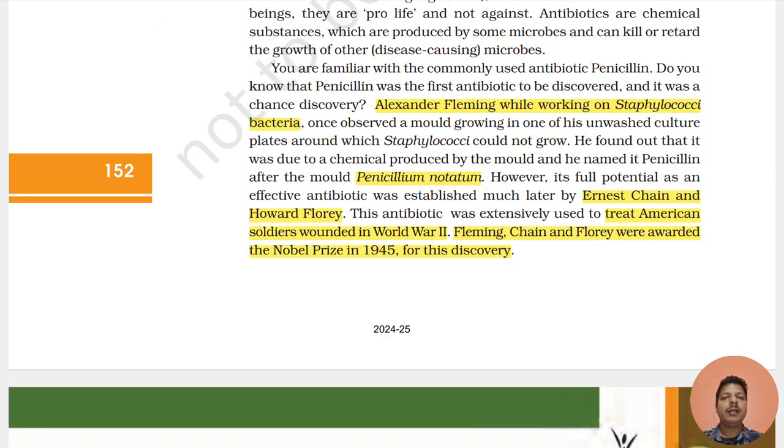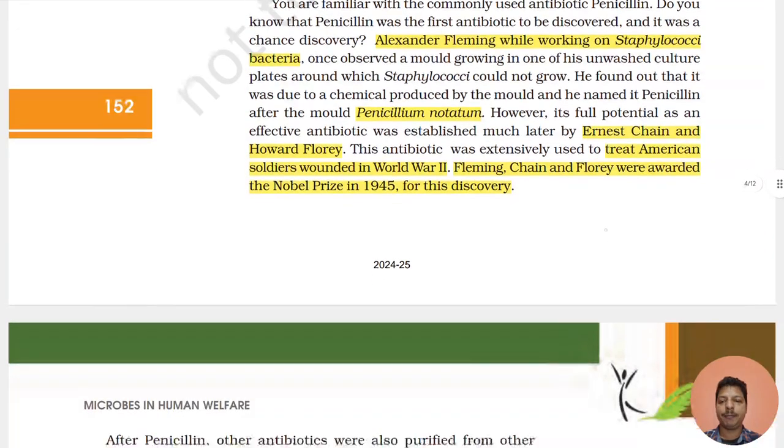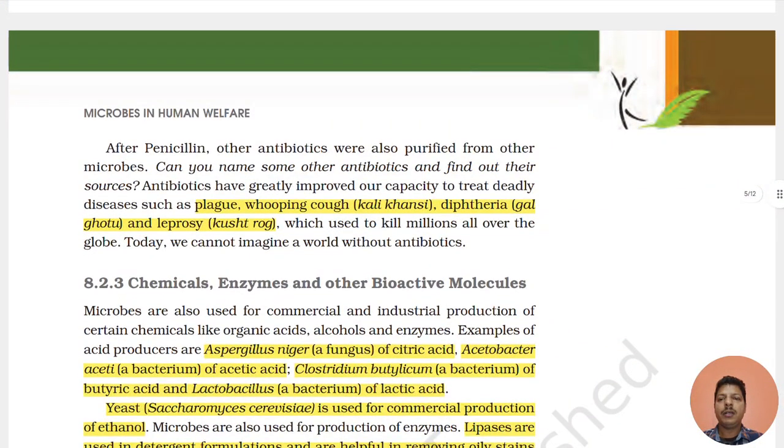Then some more scientists came, Ernest Chain and Howard Florey. This antibiotic was extensively used to treat American soldiers wounded in World War II. Fleming, Chain and Florey were awarded the Nobel Prize in 1945 for this discovery. It also treats deadly diseases such as plague, whooping cough, diphtheria and leprosy, which used to kill millions all over the globe.